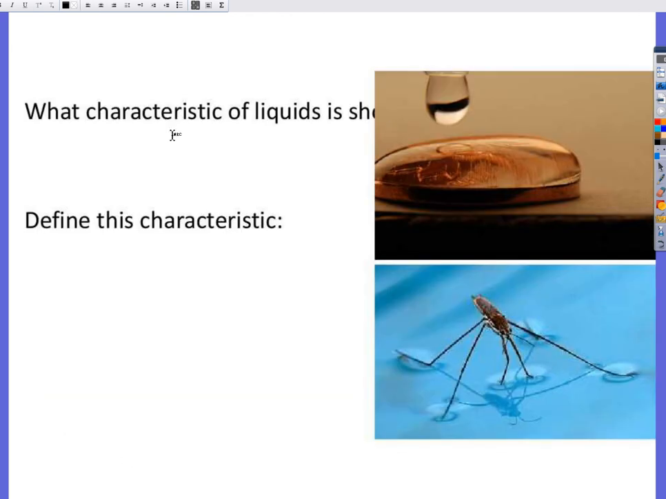Okay, what characteristic of liquids is shown in each picture? So this is showing surface tension. This is an attraction between particles at the top of a liquid.